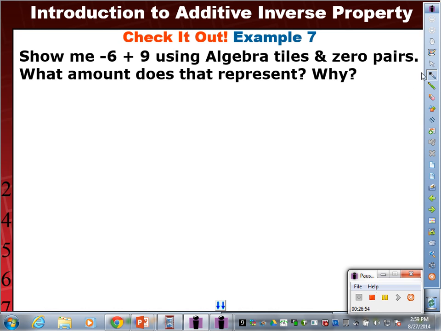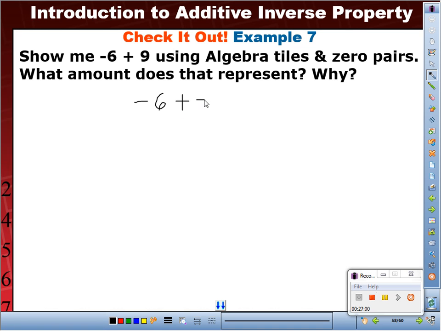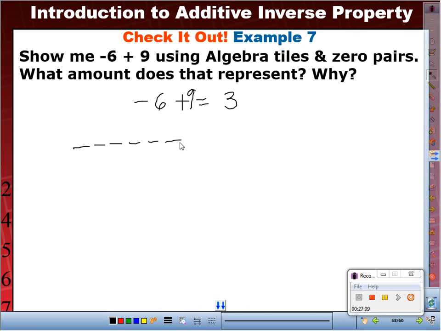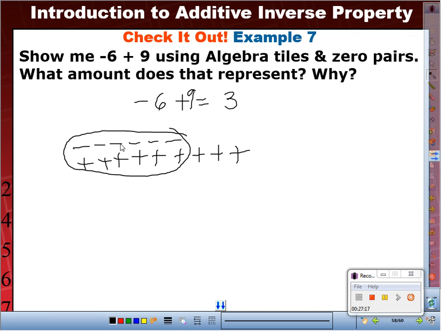-6 plus 9 is representing positive 3. Okay, show me your picture. Tell me what to do. You write 6 negatives and 9 positives. And then you have to circle your 0 pairs, cross them out, and then you're left with 3 positives. Hands up if you got that by yourself? Good. Now, what we did today, we added positive and negative numbers.